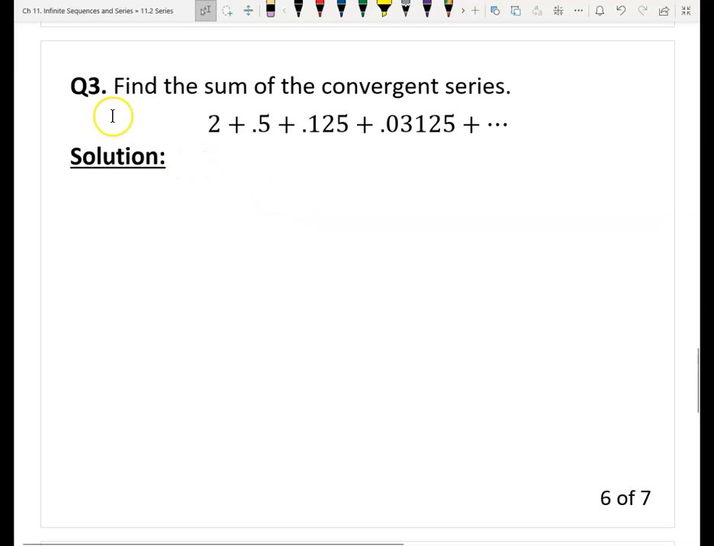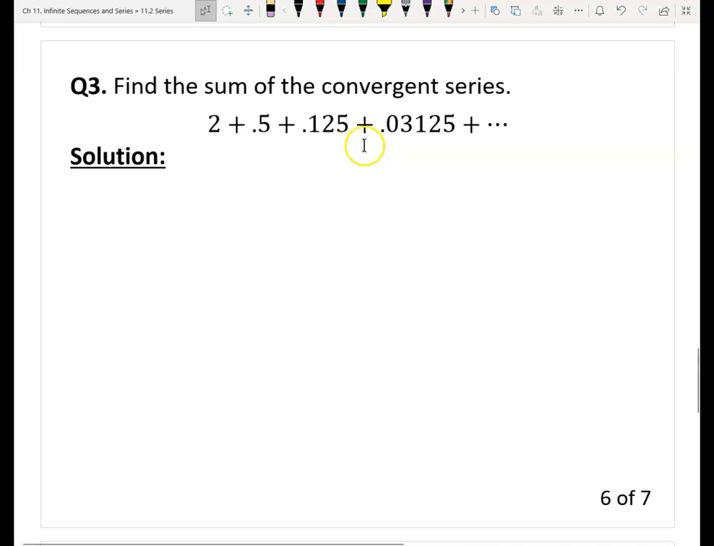Here is the third question. And now we have this series. Okay, we have the first term 2, the second 0.5, all these terms added together. So first, we have to think which way to use. If we use the definition, it's too complicated, right? Can we use the linear property? Of course, this is not, it's just one single series.